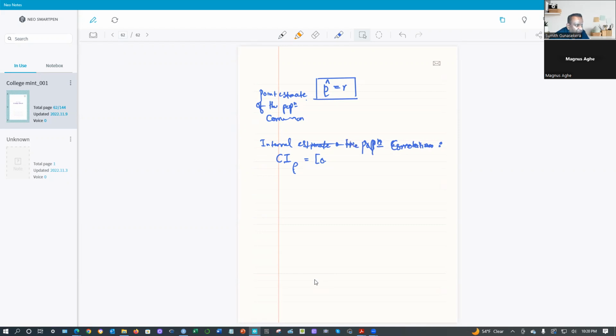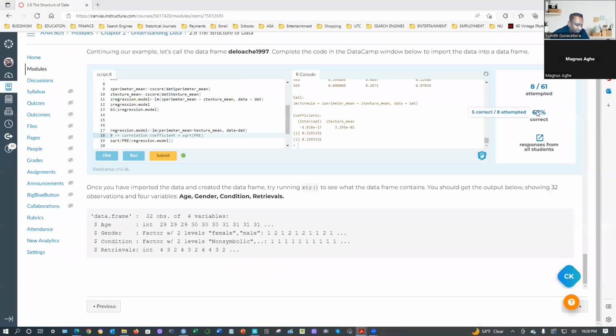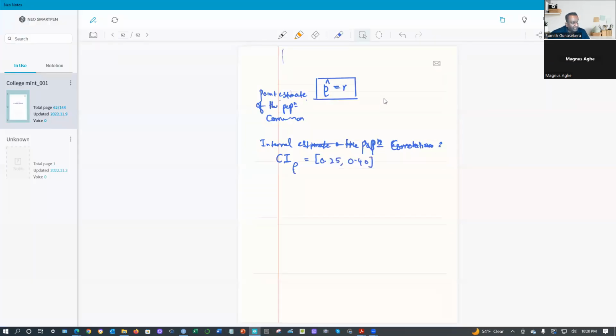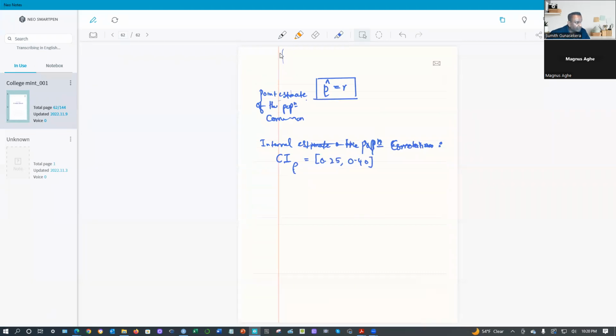The confidence interval for rho will give 0.25 and 0.40, because I'm going to keep it to two decimals. This one is 0.25 to 0.40. Then our point estimate is nothing but 0.33. Can you remember? 0.33.